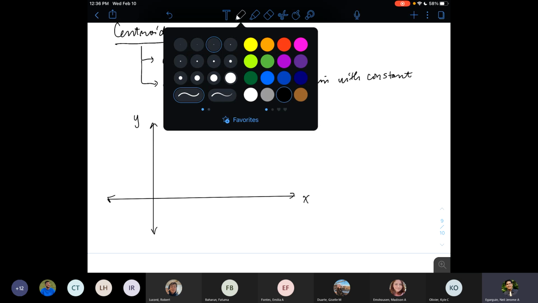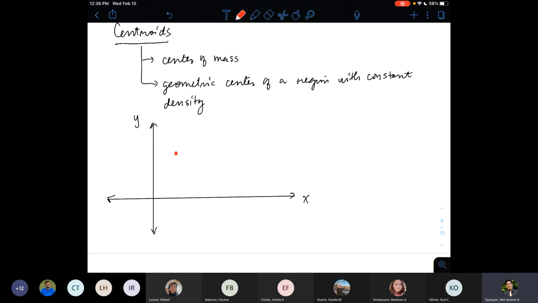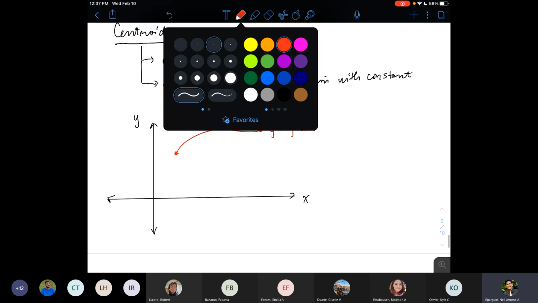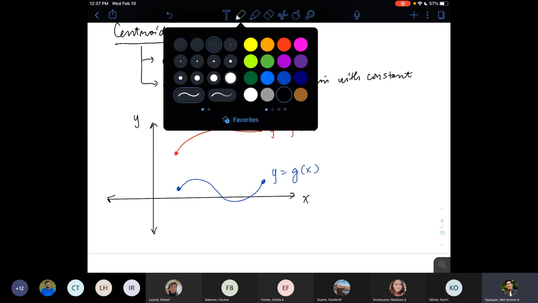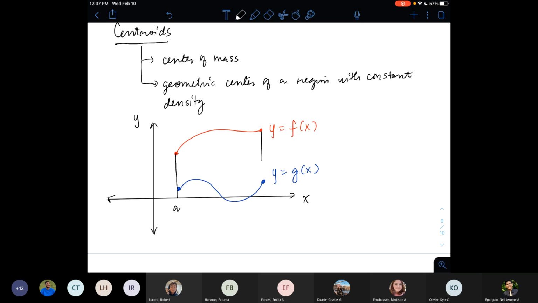Okay. So say you have the region bounded by y equals f of x on top, and at the bottom you have y equals g of x, over the interval a to b, and then your region R is over here. Now the centroid is the geometric center. So it is a point x bar comma y bar. So that would be the centroid.